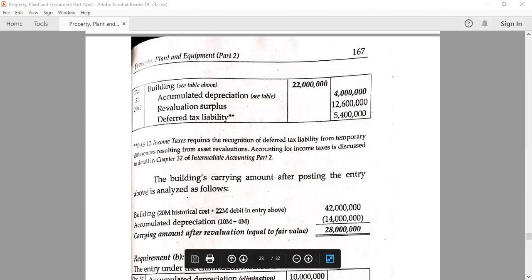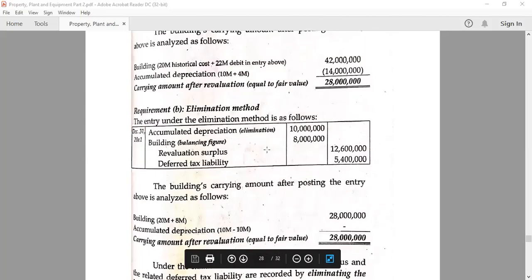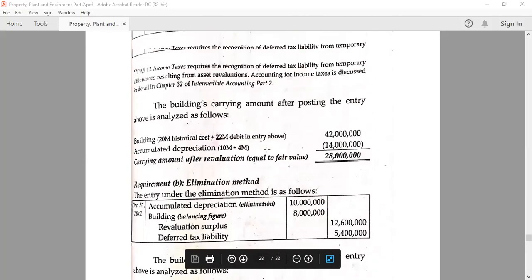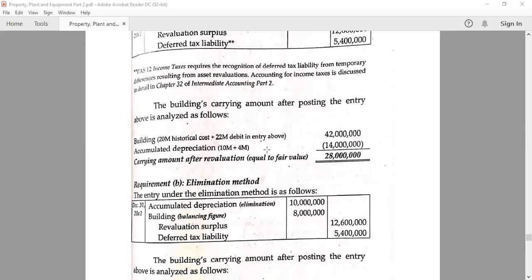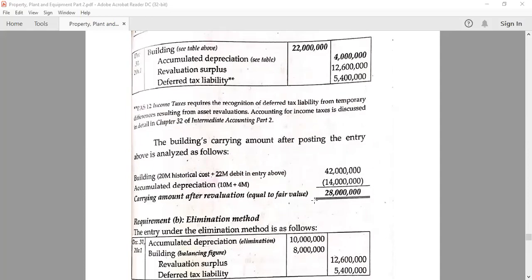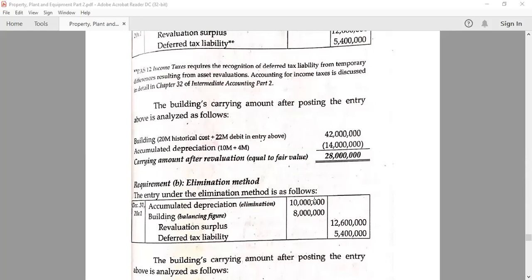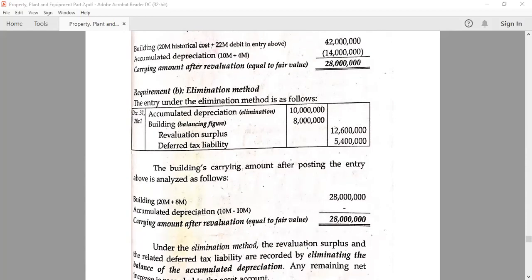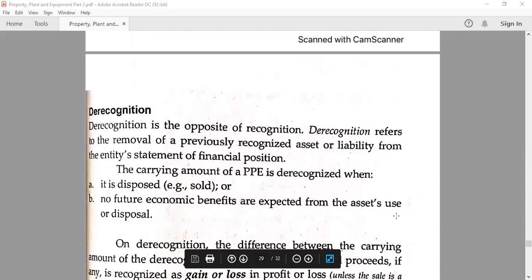So let's check for a while the entries. Similar for the credit, revaluation surplus, and deferred tax liability, but we can notice that the accumulated depreciation is eliminated, debited at 10 million, and whatever is the excess for the building. So the PPE seems to be the balancing figure. And after that, similar amounts will be arrived at. So that's why they are options. But again, I like the proportional method. So it's up to you guys what to use.